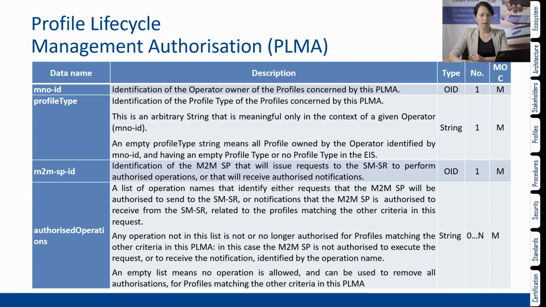The identifier of the M2M service provider is the next information. And then there are the authorized operations, which I mentioned just before. This is the list of operations, named there. This is the information which allows to identify what is possible, what is the authorized action. And if this list is empty, it means that no operation is allowed.